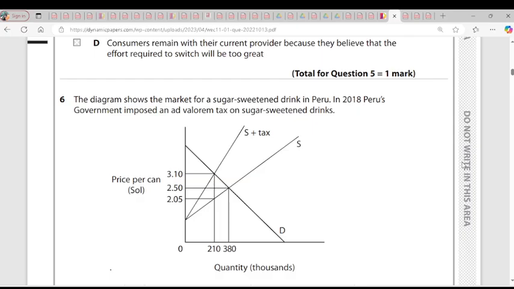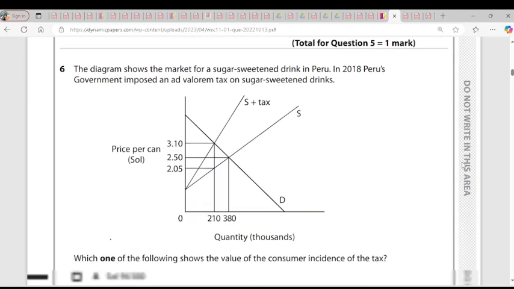So for question 6, I did it? Okay, yeah. They said the diagram shows the market for sugar sweetened drinks in Peru in 2018. Peru's government imposed an ad valorem tax, which is an indirect tax, taxes on consumption or expenses on sugar sweetened drinks.